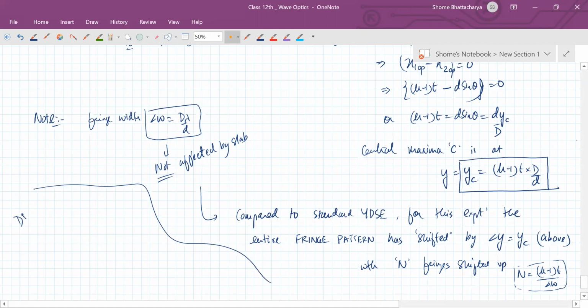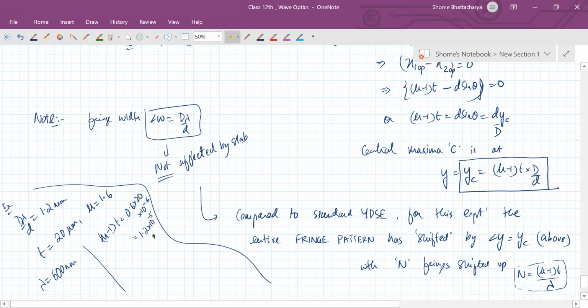So for example, if we had that situation where d lambda by d was 1.2 millimeters, like we had seen there, and the thickness of the slab we are taking is, sorry, this is upon lambda, not W. So lambda was 600 nanometers, and the thickness of the slab is, let us say, 20 micrometers, and the refractive index is 1.6. Okay. So you'll see that mu minus 1 into thickness is 0.6 into 20 into 10 raised to the power minus 6. So that is how much? 1.2 into 10 raised to the power minus 5 meters.